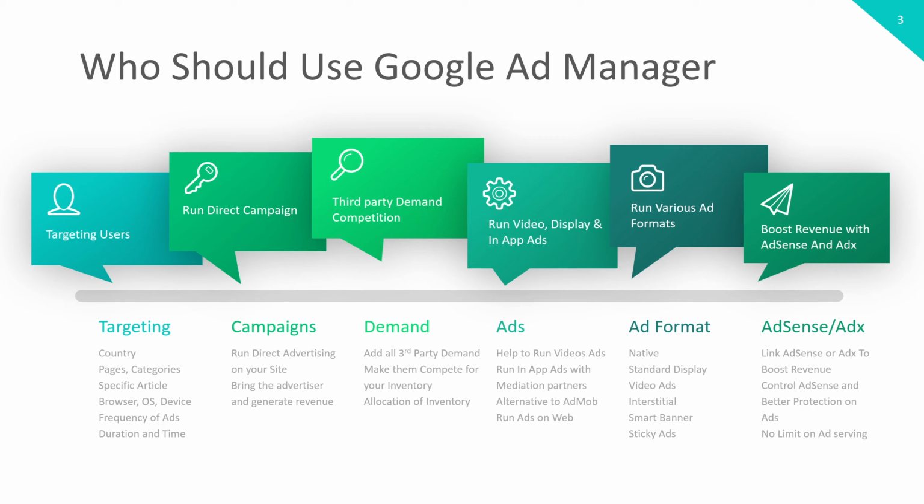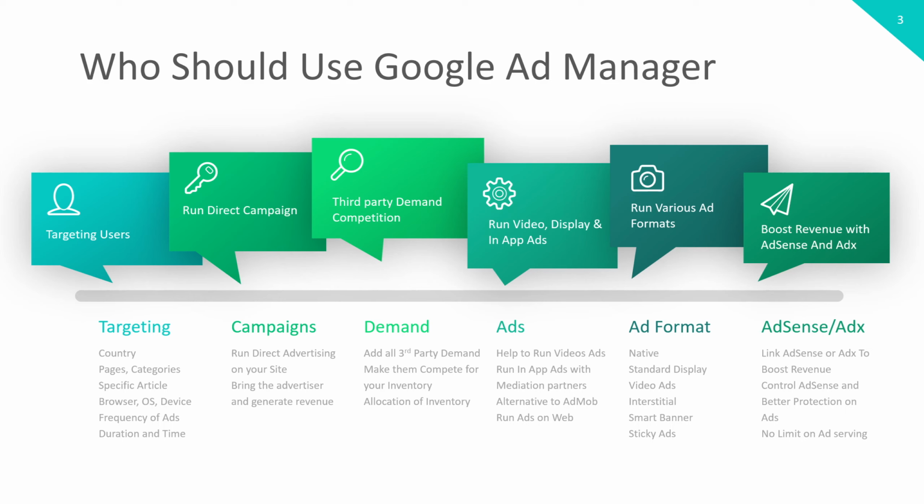Secondly, you can run direct campaigns. So for example, if there's an advertiser who wants to run ads on your site, you need an ad server. So Google Ad Manager should be your ad server. It's free and useful with different targeting criteria. So you can run an advertiser's ads on your site with all the targeting and everything.